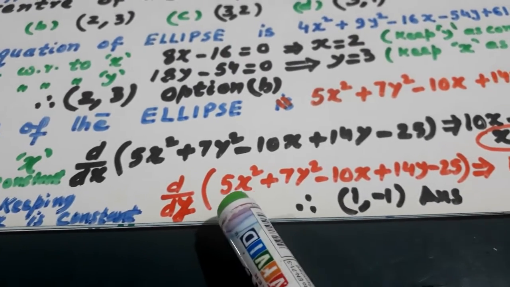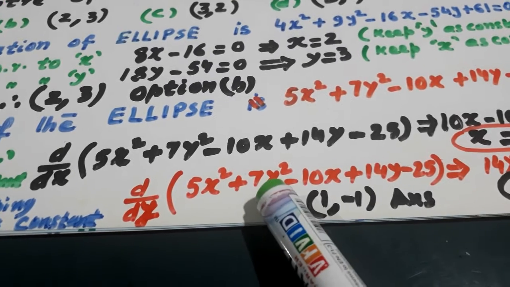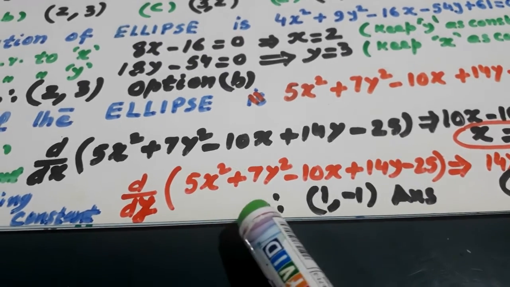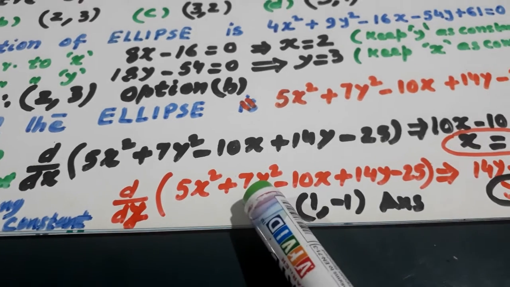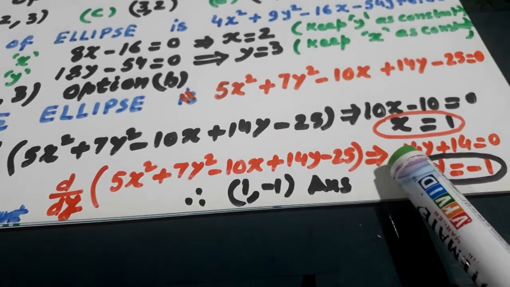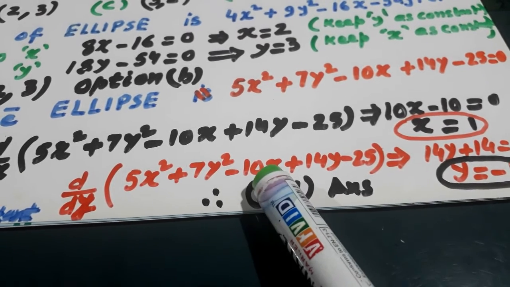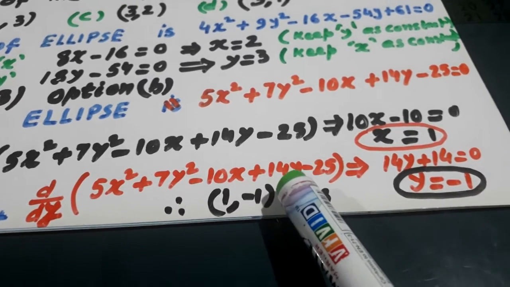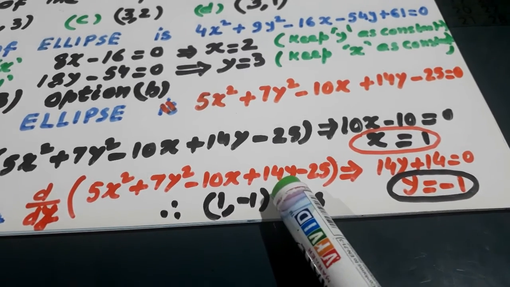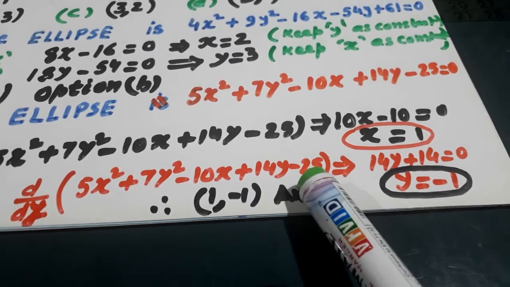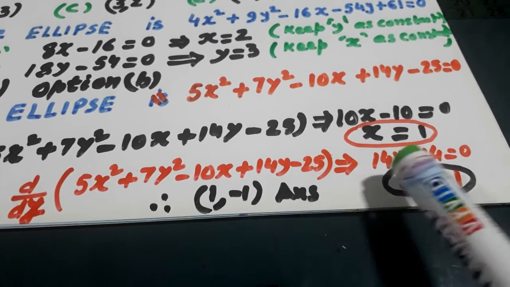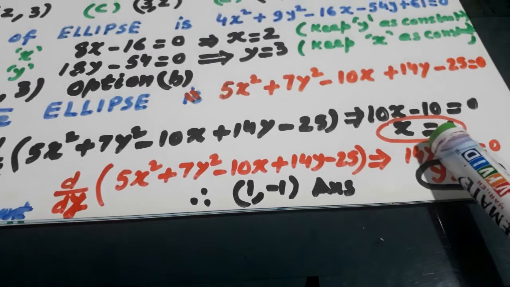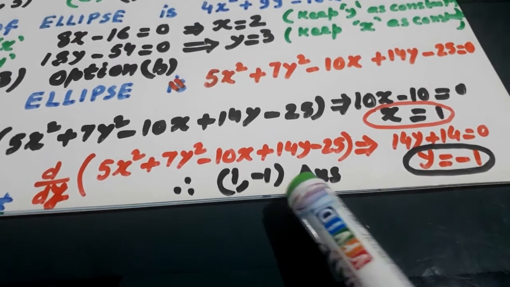Similarly, differentiate with respect to y, keeping x as constant. This is constant, derivative is 0. 7y square, its derivative is 14y. Minus 10x, this is constant, derivative is 0. Derivative of 14y is 14. Derivative of minus 25 is 0. So you get y equal to minus 1. Question is done. X is 1, y is minus 1.